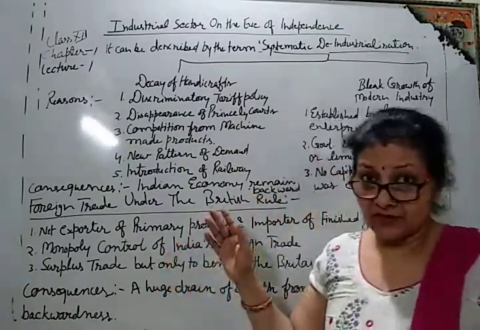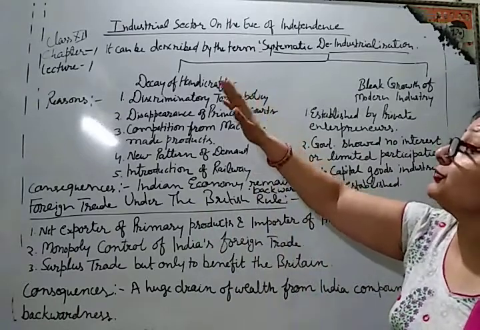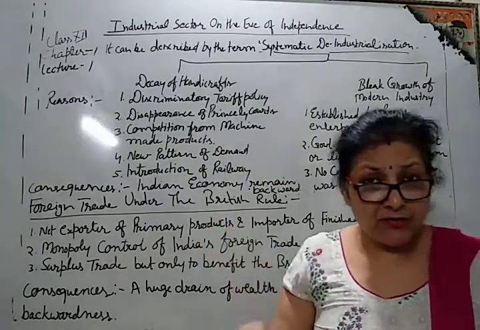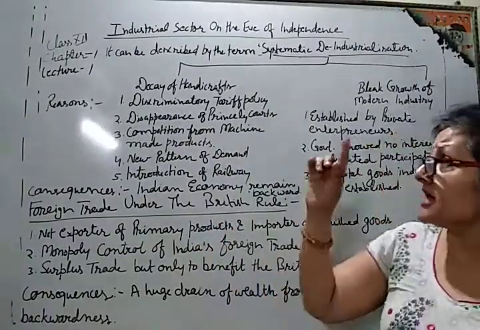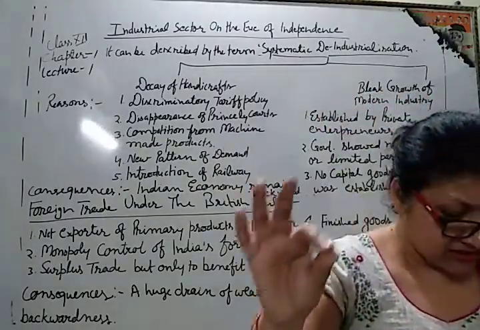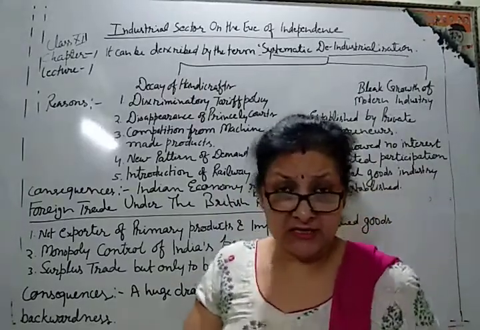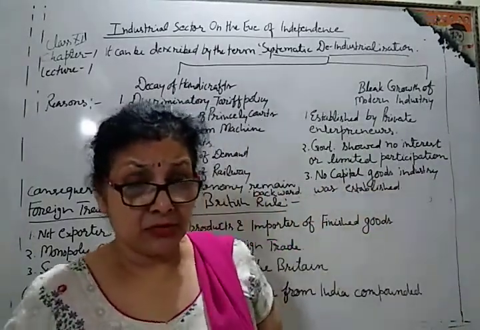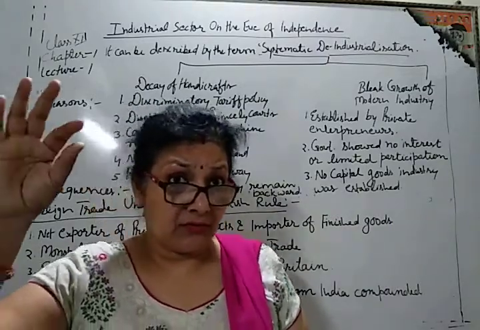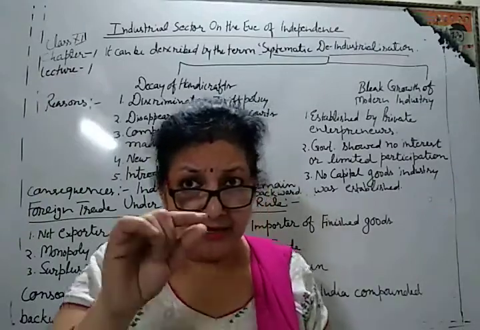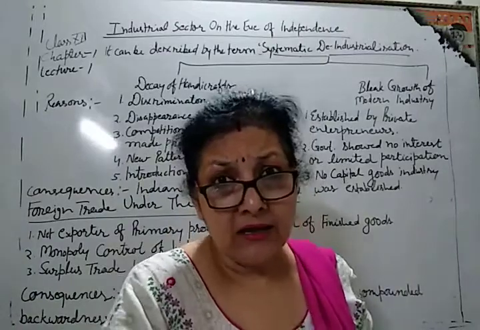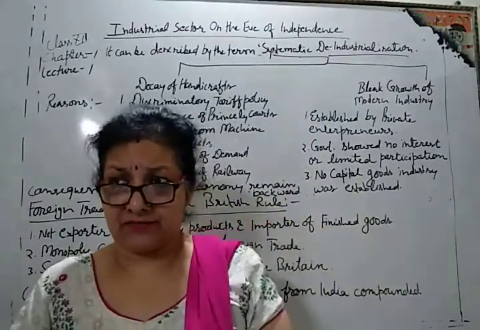As we discuss the industrial sector on the eve of independence, the condition of the industrial sector can be described by the term systematic deindustrialization. Systematic deindustrialization means that, through a system, deliberately, India's industrial sector was destroyed by the British government.